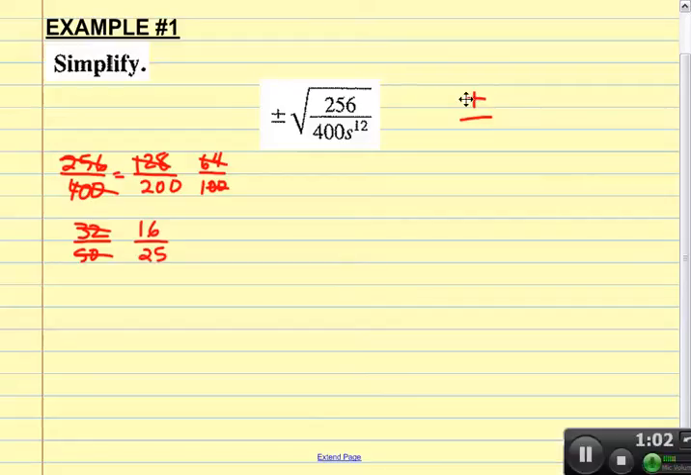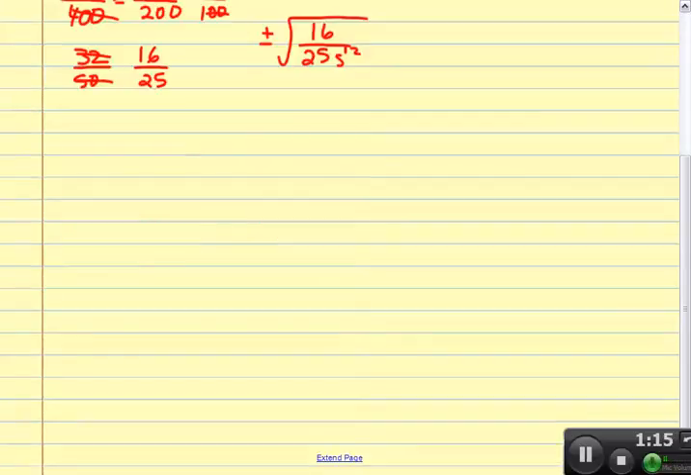Okay, so now I've got plus or minus the square root of 16 over 25 s to the 12th. Now remember, whenever I'm taking the square root of a fraction, this is going to equal the square root of 16 over the square root of 25 s to the 12th. Well, the top one's easy, right? I know that that's going to be 4.